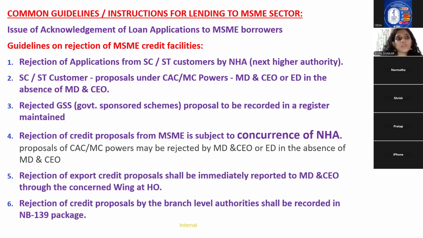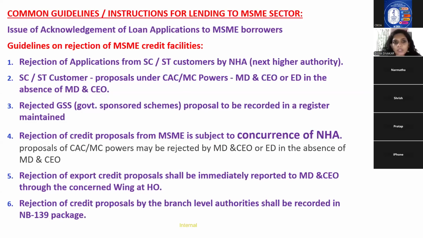We'll now discuss some of the common guidelines regarding MSME advances. Whenever any applicant is applying for the loan, we are supposed to issue them an acknowledgement. And now we'll discuss the guidelines on rejection of MSME credit facilities. Rejection of applications from SCST customers has to be done by the next higher authority. If any SCST customer is approaching you and you want to reject it, it has to be done by the next higher authority. Okay.